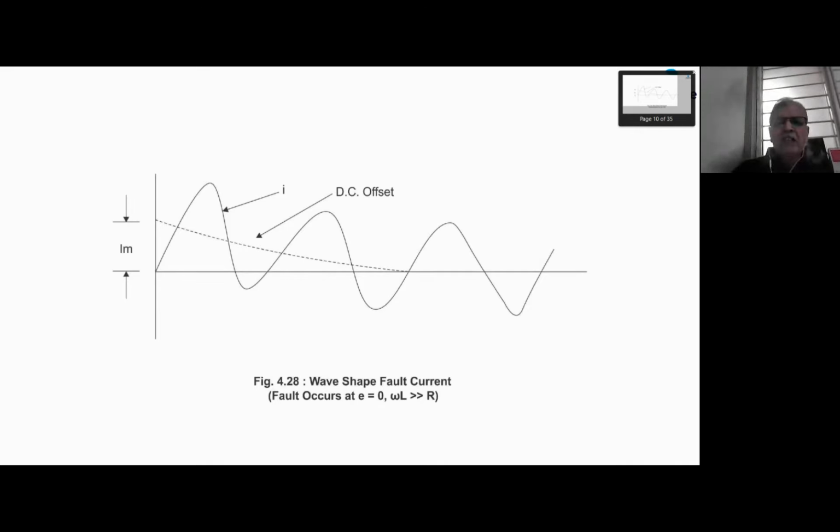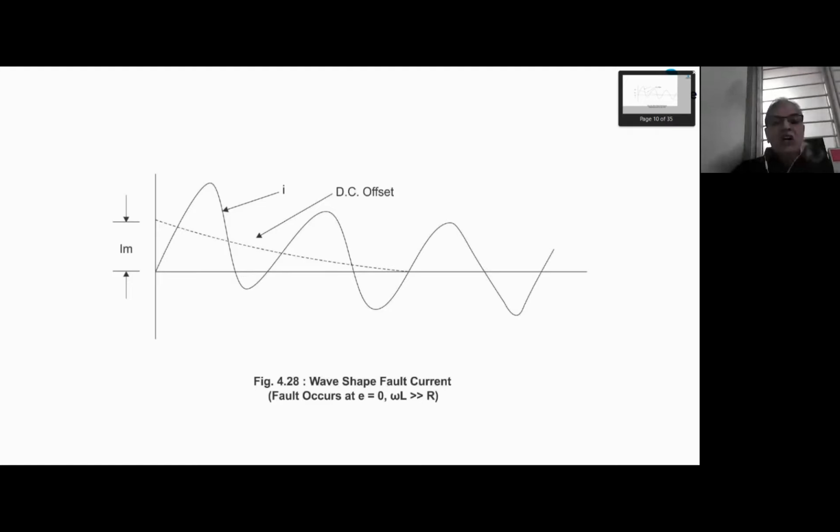It is not obviously DC, but it decays after about 15 to 20 cycles, not as it is shown in the figure, because it is difficult for me to show on the screen, to wait for 15 to 20 cycles. So if it decays after 15, 20, 30 cycles, that depends upon XL by R ratio. So if it decays very late, then during first 2-3 cycles, it is more or less constant. Therefore, it is named as DC offset.